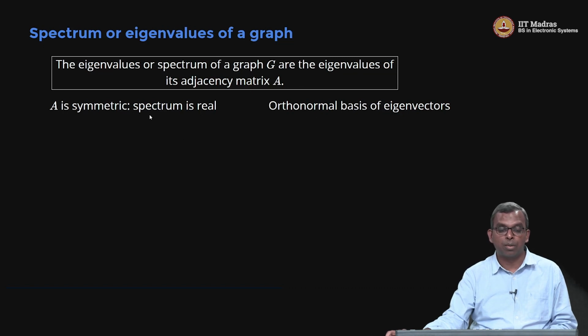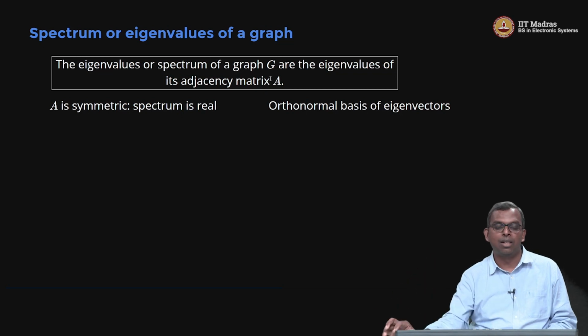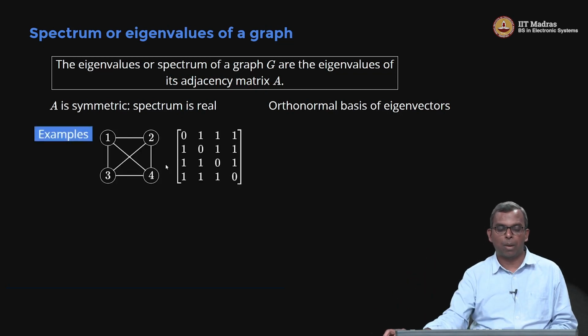It's a symmetric matrix, so the spectrum is in fact real. And the eigenvectors form an orthonormal basis. So the eigenvalues of A are also called the eigenvalues of the graph. Okay, so let's take it as the eigenvalues of a graph. Here's a couple of examples.